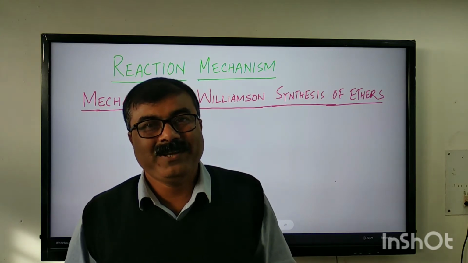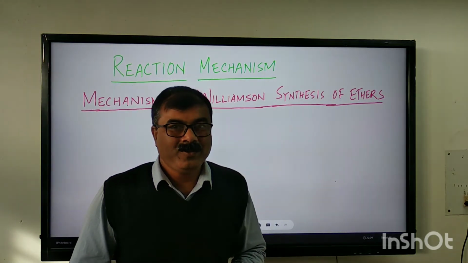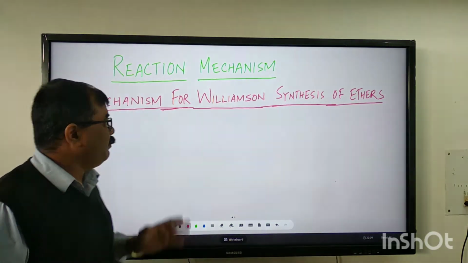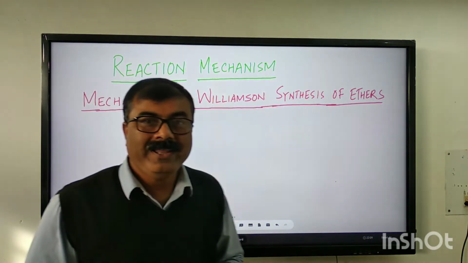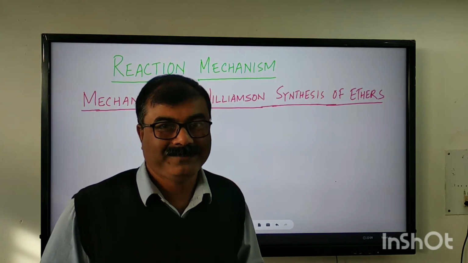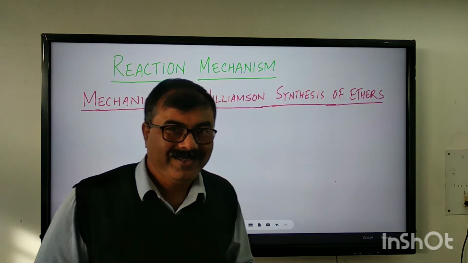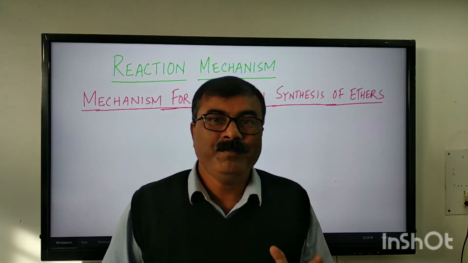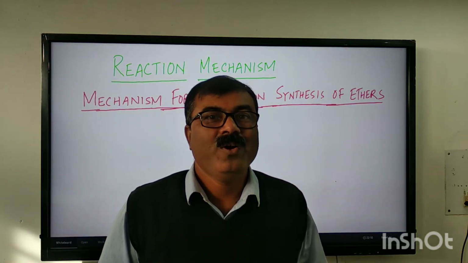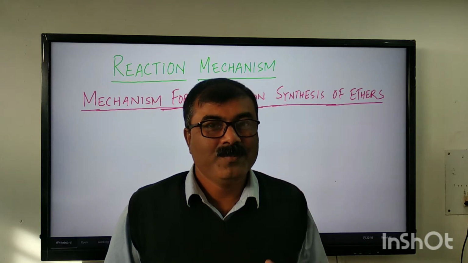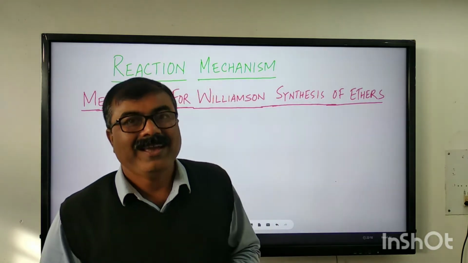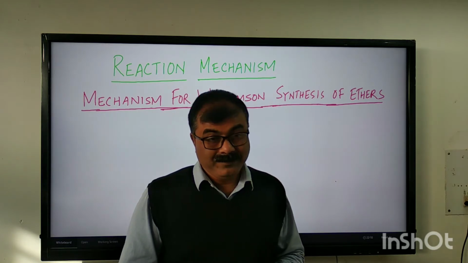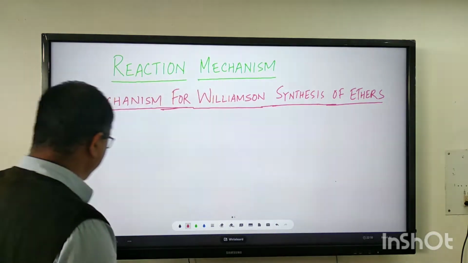In my today's video, we are going to learn another mechanism, that is the mechanism for Williamson synthesis of ether. So my dear student, the Williamson synthesis is an important laboratory method for preparation of both symmetrical as well as unsymmetrical ether. Alright, so what is the chemical equation for this?